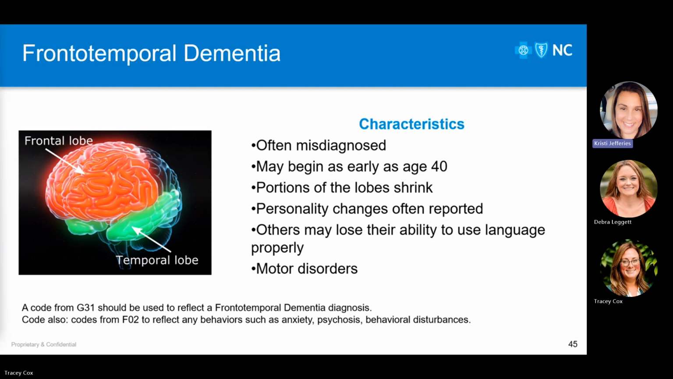When the temporal lobe is affected, symptoms may present as difficulty understanding spoken words, difficulty with identification of objects, and difficulty learning and retaining new information. You will use a code from the G31 code set to communicate diagnoses from this dementia category. You will also include additional codes from the F02 code set to reflect any behavior disturbances, anxiety, or psychosis.